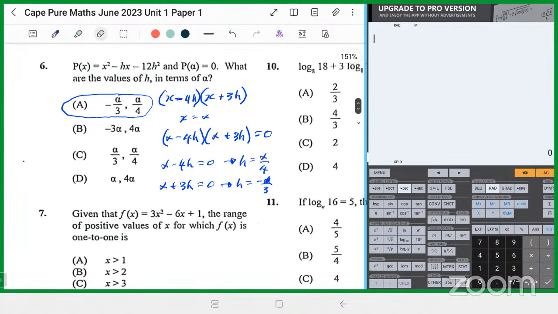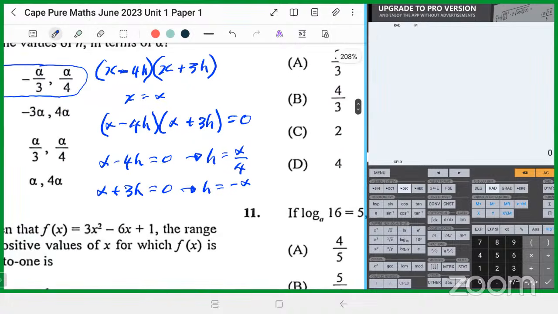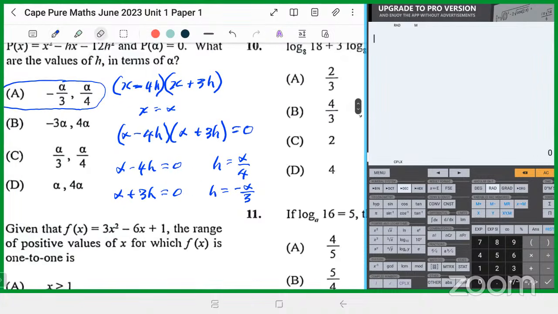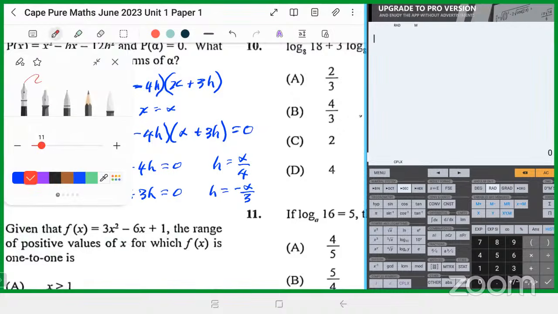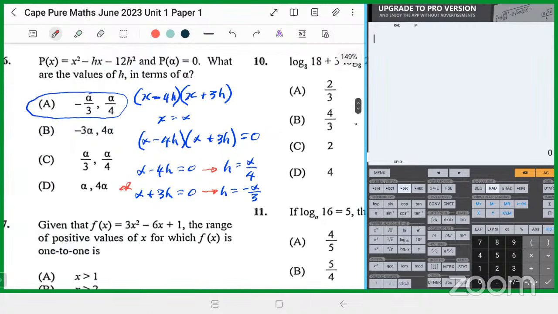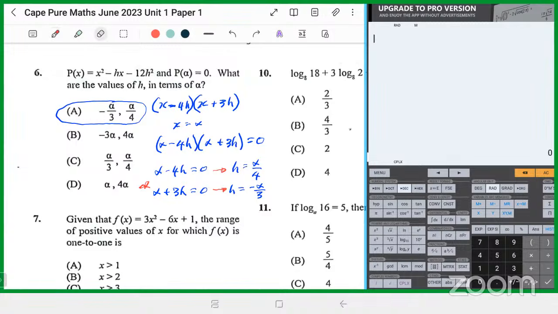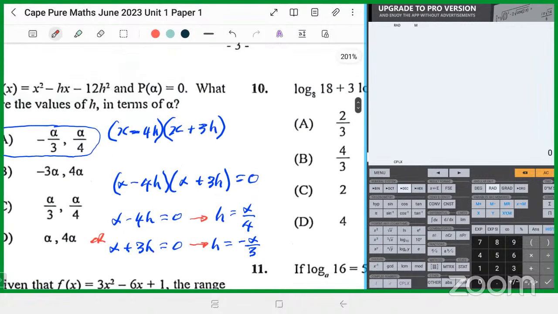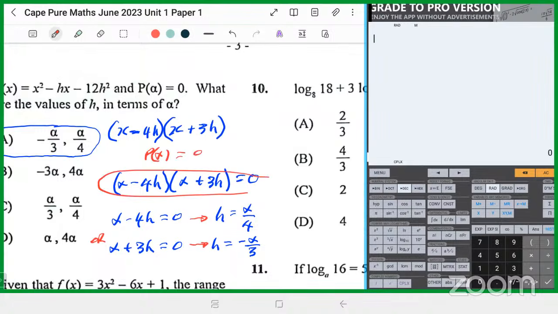Let's write this a little bit better right here. So this will be minus alpha over 3. I'll put these two arrows in red. So this is that, it's either this or that equals 0. And I'm going to put the alpha equals 0 here. Now we could say P of alpha equals 0 gives us this.